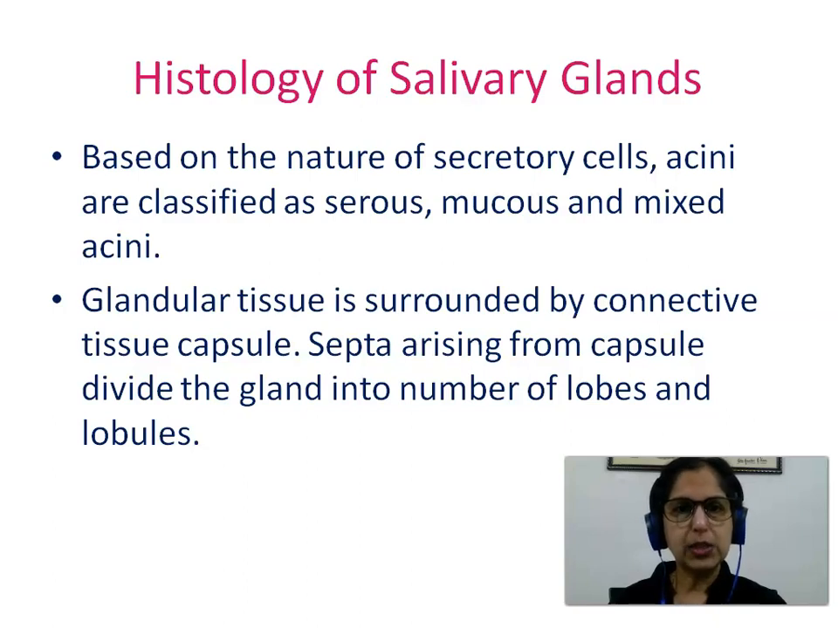Glandular tissue is surrounded by a connective tissue capsule. Septa arising from the capsule divide the gland into a number of lobes and lobules, which are separated in turn by interlobar and intralobar or intralobular connective tissue.